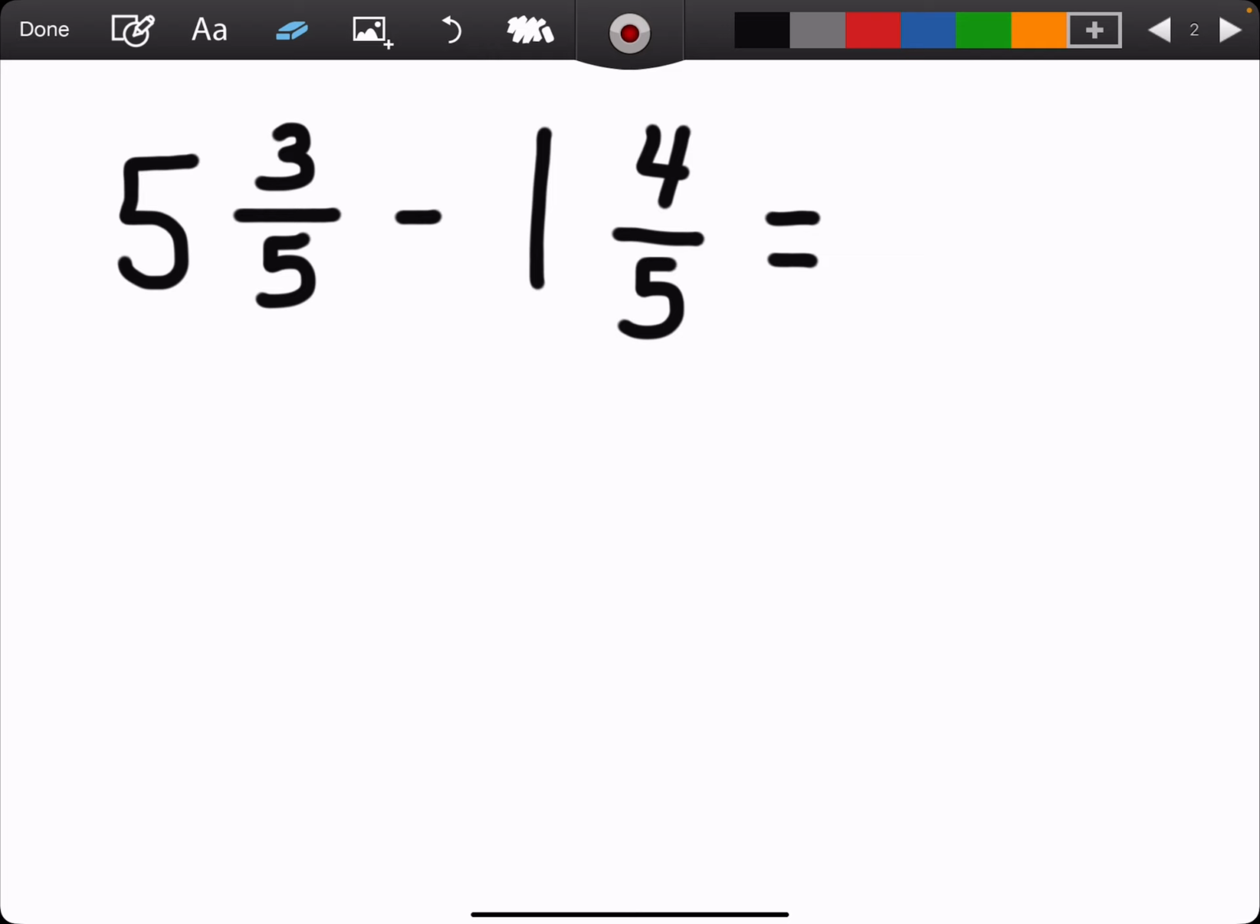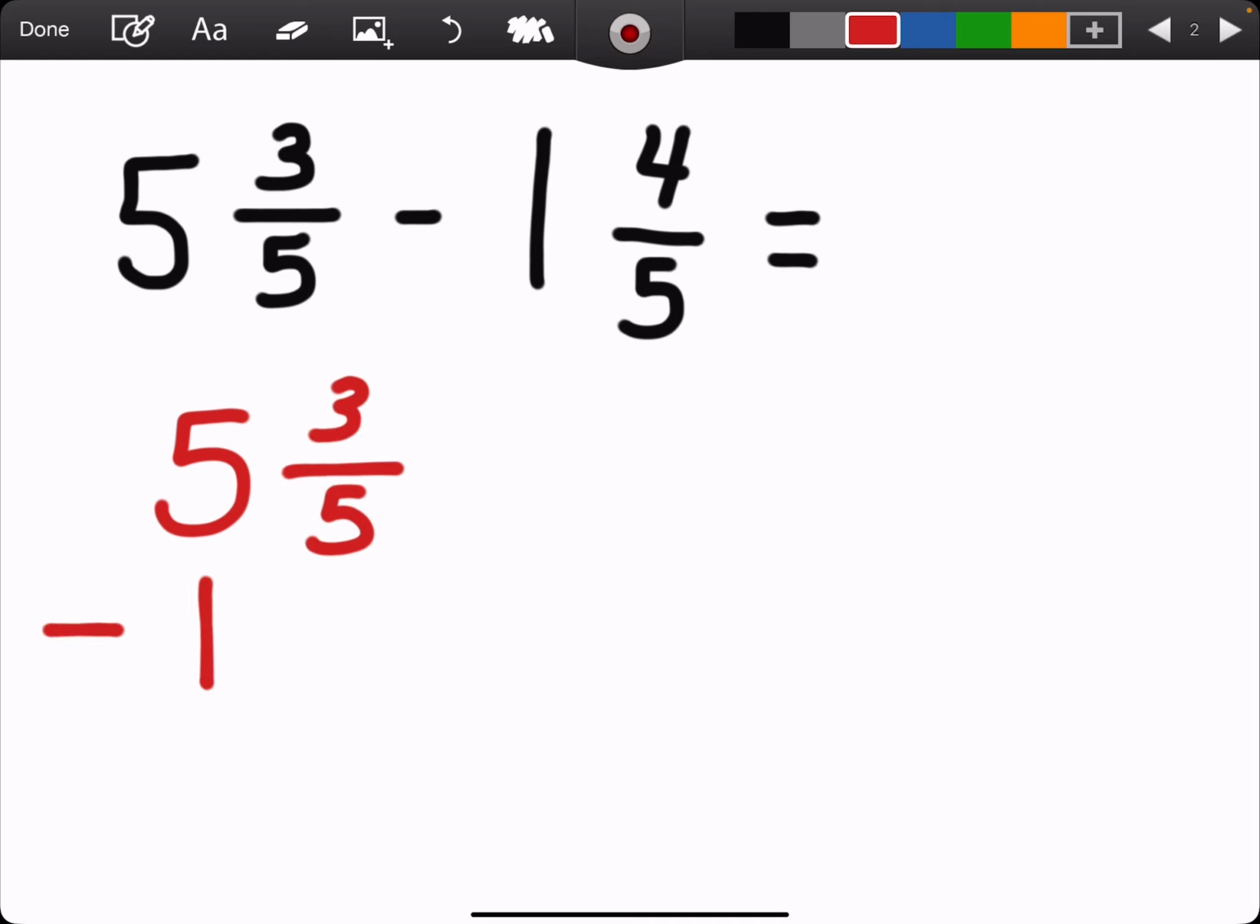When I rewrite this problem, I like to rewrite it vertically. 5 3/5 minus 1 4/5. And you will see here, I'm going to start with my fractions first. 3/5 minus 4/5. Well, I look at my numerators, 3 minus 4. I can't do 3 minus 4.